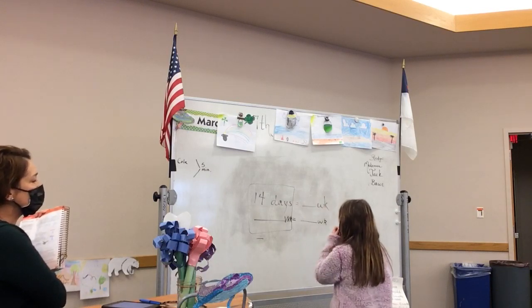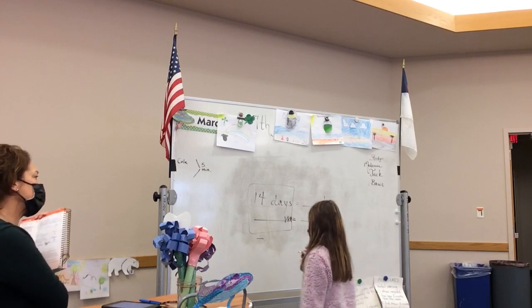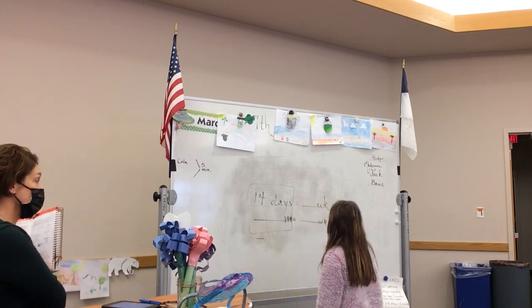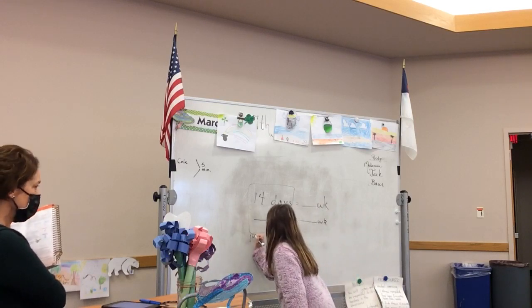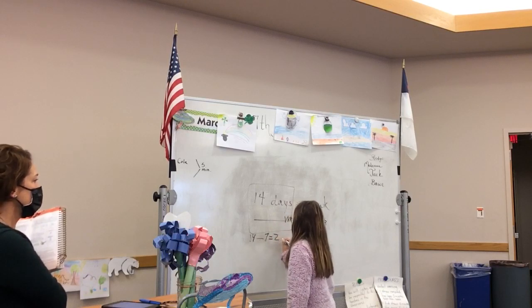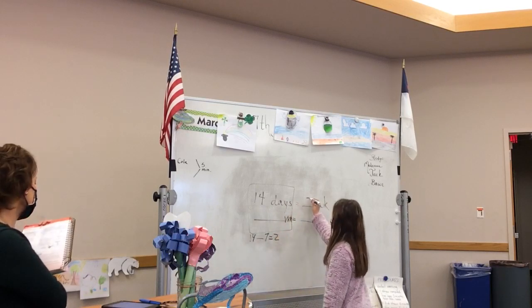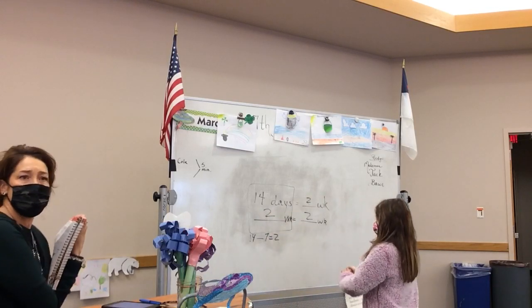How many days are in a week? How many days in a week? 7. Yes. So we're dividing 14 by 7. Beautiful. Very nice. And she has her magical answer to put in all her magical spots.